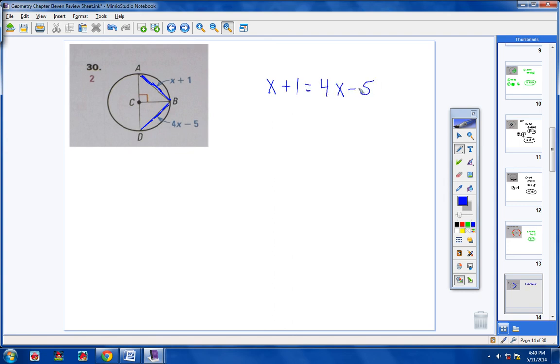Now bring the 4x over and make it a negative 4x. That would give you negative 3x. Bring the 1 over and make it a negative 1. That would leave you with negative 6. Divide both sides by negative 3, and x equals 2.